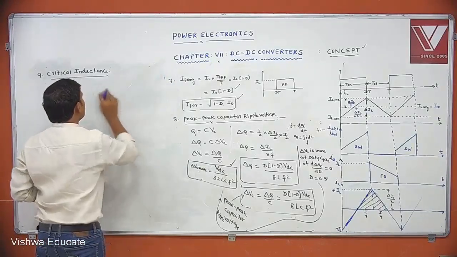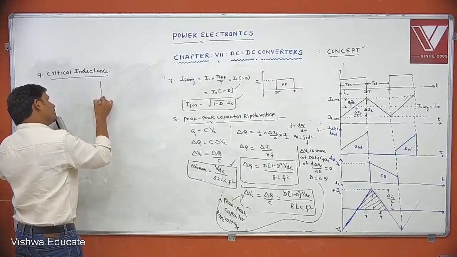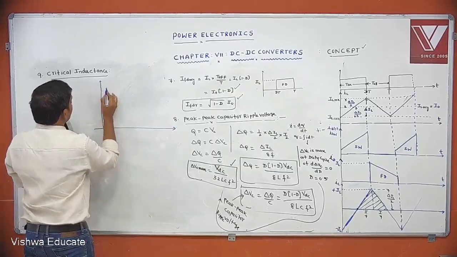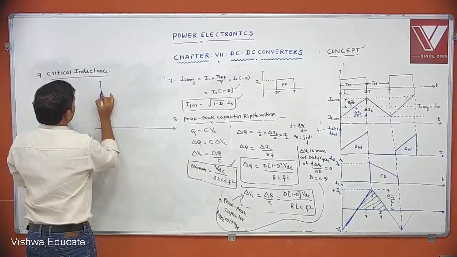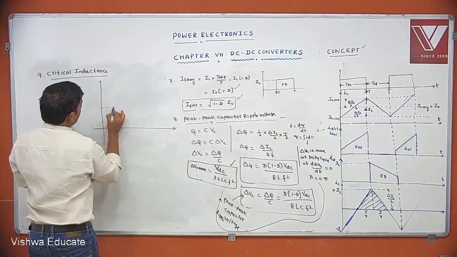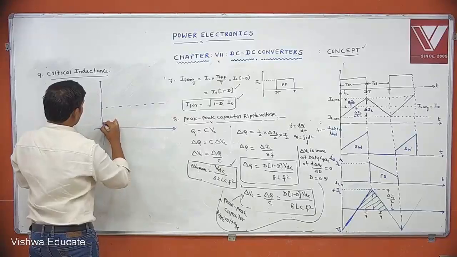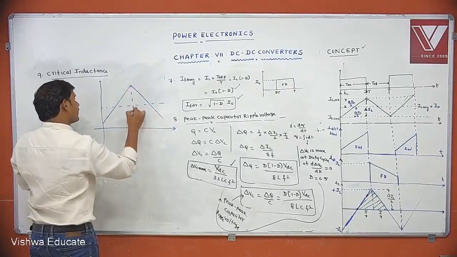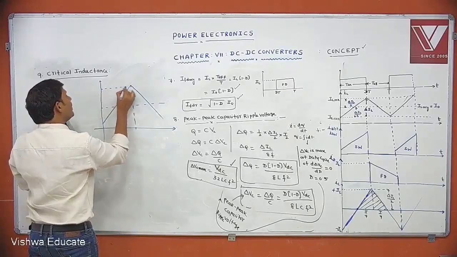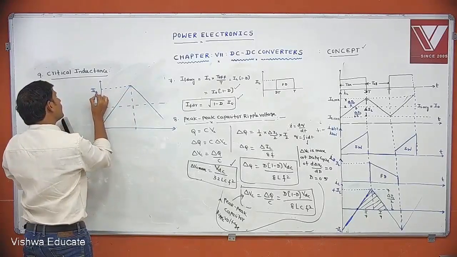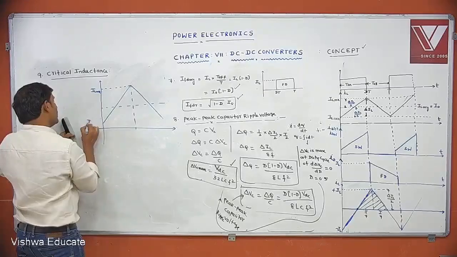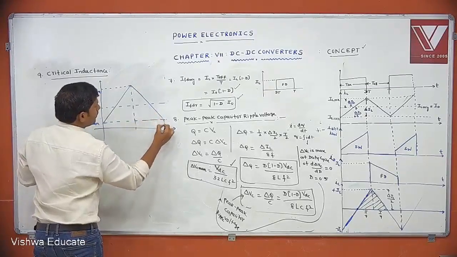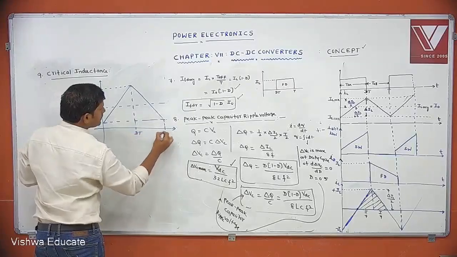Listen please. What I am telling is, this is the inductor current waveform. This is IL average. On time, off time. This is IL max. This is IL min. This is dT. This is T.